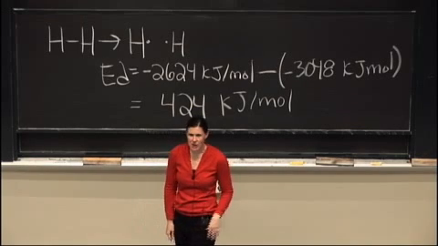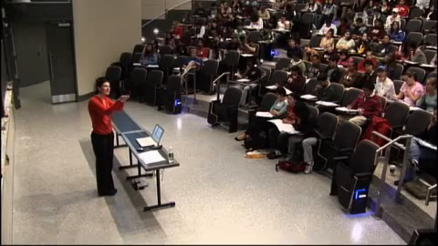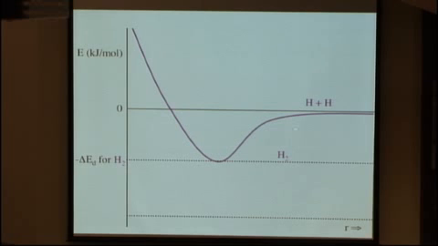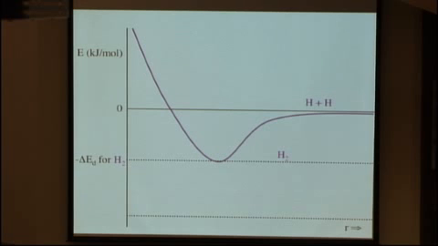So let's change our graph where we now have this 0 point set as the two individual hydrogen atoms, and then we see that our H2 molecule is at the negative of the dissociation energy, or the negative of what that bond strength is. So we know what that number would be. It would be negative 424 kilojoules per mole that we see here.